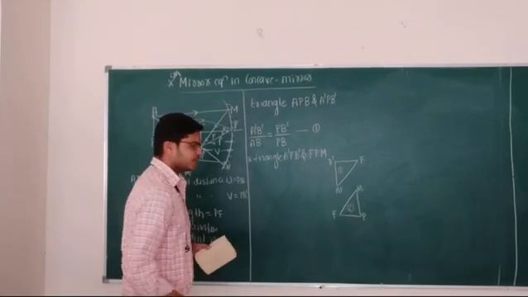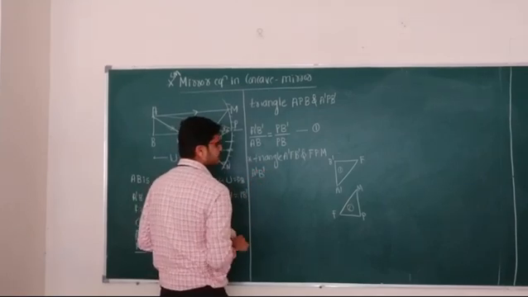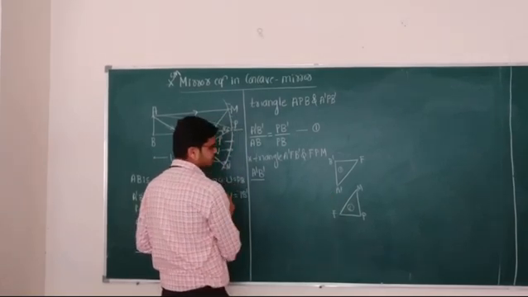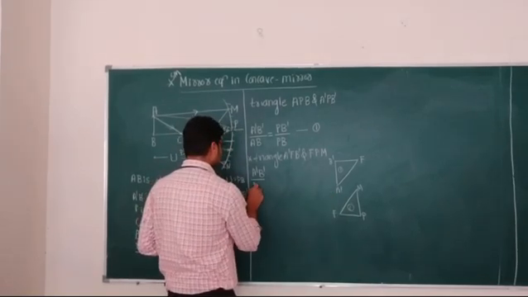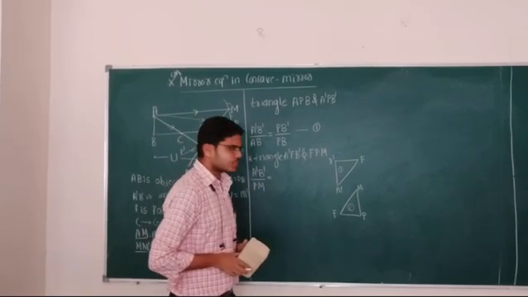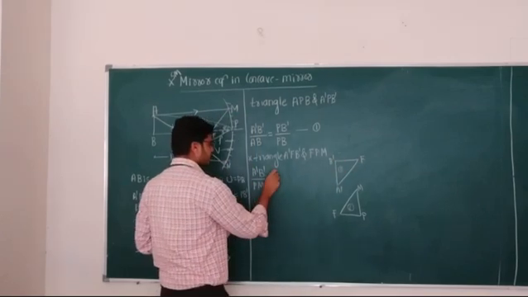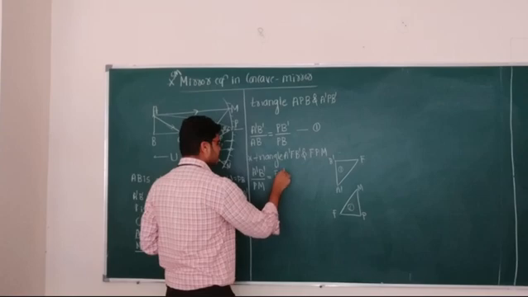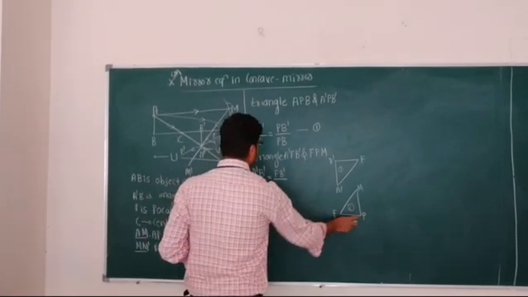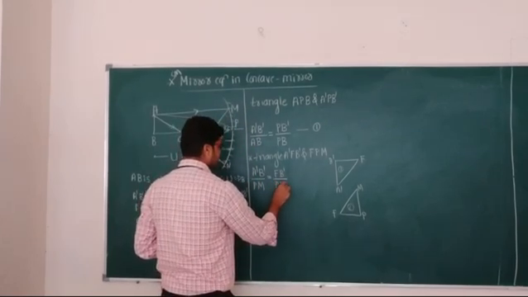Now the ratio of the height A'B' divided by the second triangle's height, that is PM, is equal to the ratio of the first base, that is FB', divided by the second base, FP or PF. Take this as equation number 1.